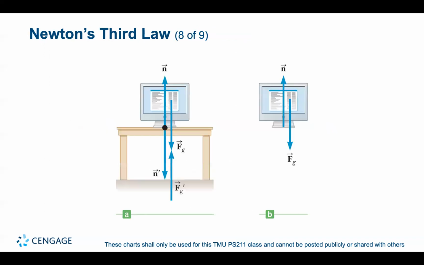So when we apply Newton's law to an object, we are interested only in those forces that act on the object. Look again at the figure of the monitor. The only external forces acting on the monitor are N and F sub G. The reactions to these forces, N prime and FG prime, act on the table and on Earth, respectively, and don't appear in Newton's second law applied to the monitor.